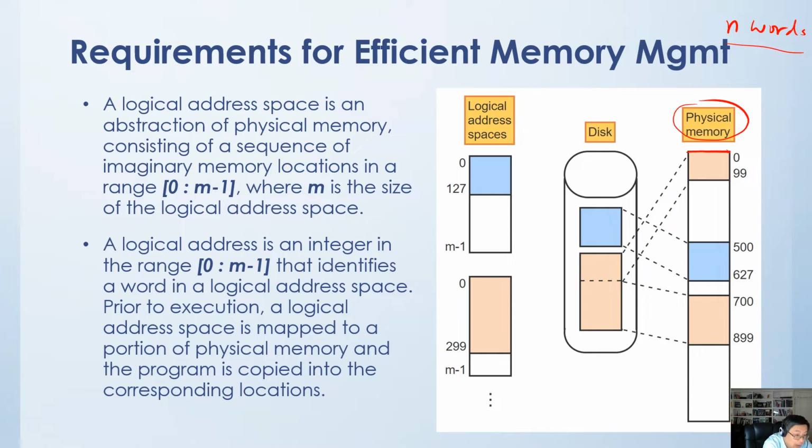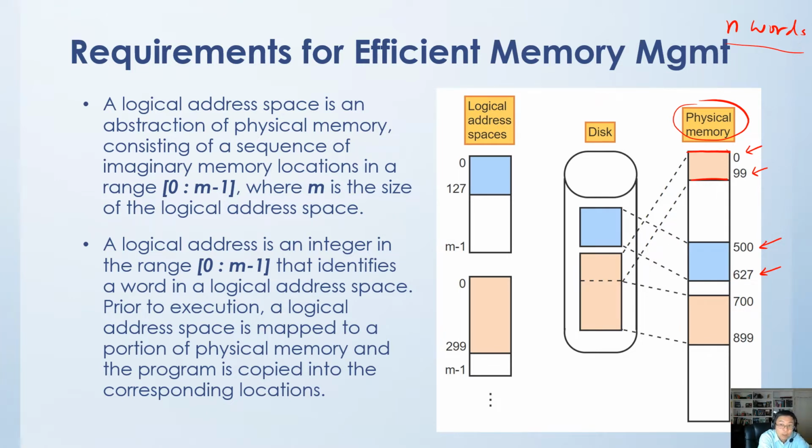Each word corresponds to a physical address, like 0. Here it's 99, and here's 500, 627. So each number represents the address. It basically tells the location of this particular word in the physical memory.